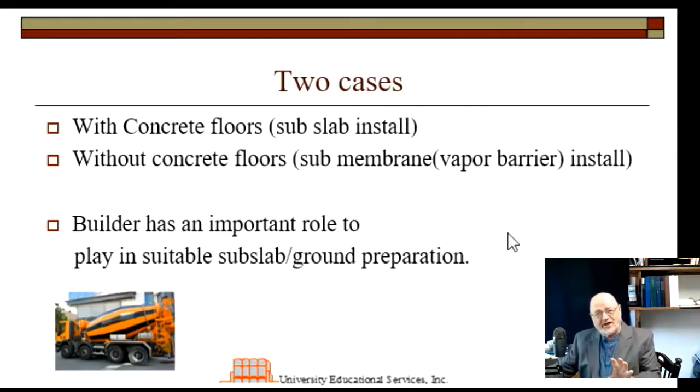We're going to look at two cases, and that refers to those two sections that I talked about a moment ago. We're going to look at cases where concrete floor is used, and we'll call that a subslab install, as you see here. And those cases where there's no concrete floor installed. You might have a crawl space with no concrete, and you may have other conditions where there is no concrete floor installed, in which case we will call that a submembrane or a sub-vapor barrier installed.